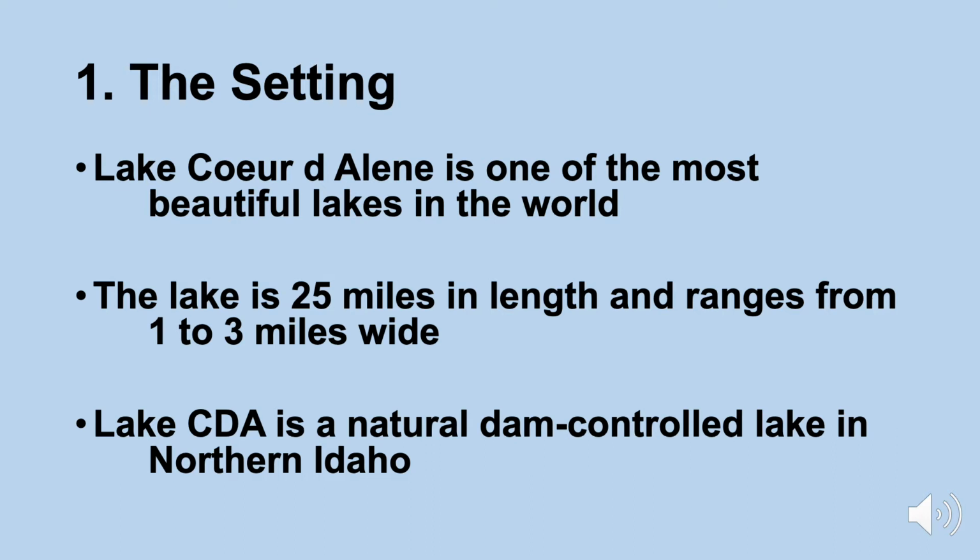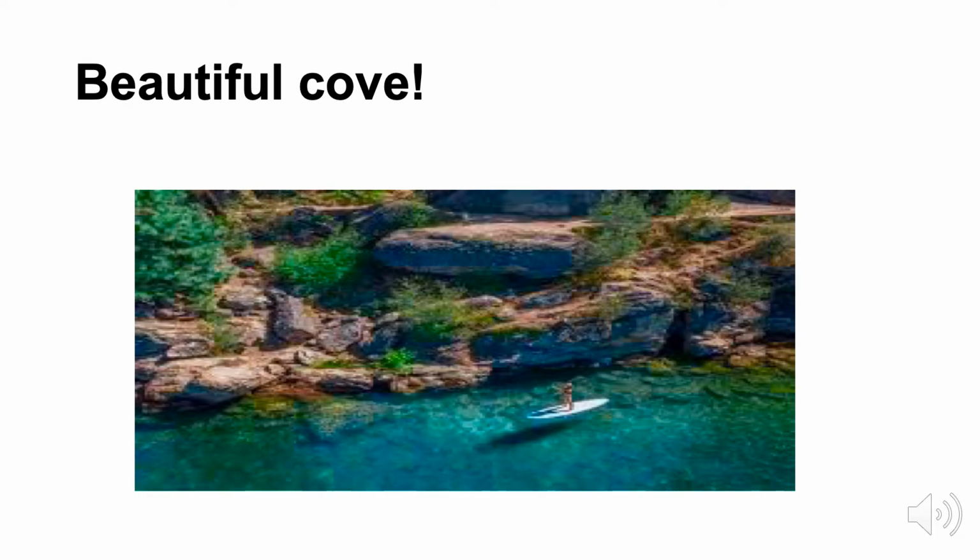Physically, the lake is 25 miles in length from north to south and ranges only from 1 to 3 miles wide. Lake Coeur d'Alene is a natural dam-controlled lake in northern Idaho. There is a spillway on the northern end which turns into the Spokane River. But the lake basically is full all year round. And again, you see people in the warm months of the year out on the lake really enjoying the lake.